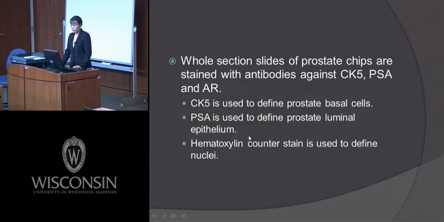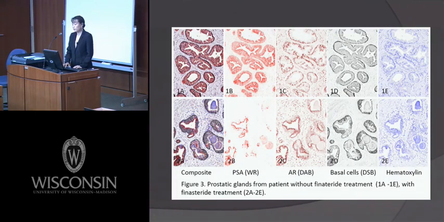So what we did is we stained the prostate section chips with CK5 and PSA and AR. CK5 is used to define the prostate basal cells. PSA is used to define prostate luminal epithelium, and we use hematoxylin for counterstain to define the nuclei.